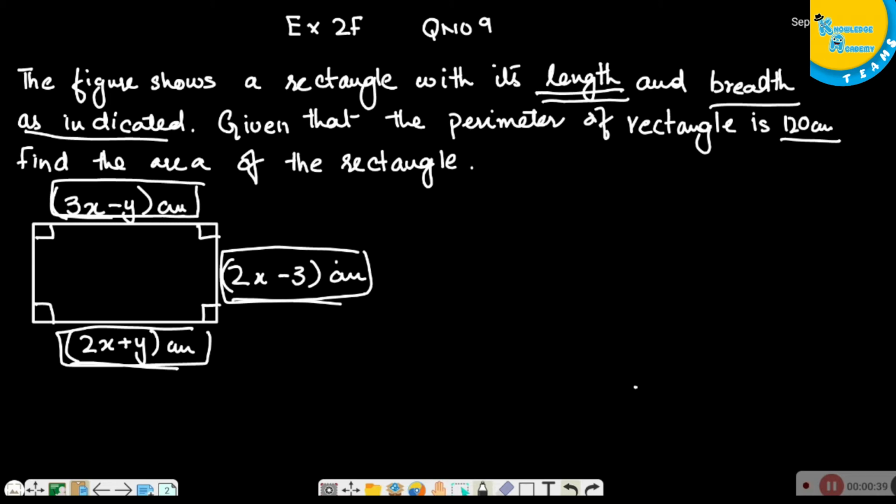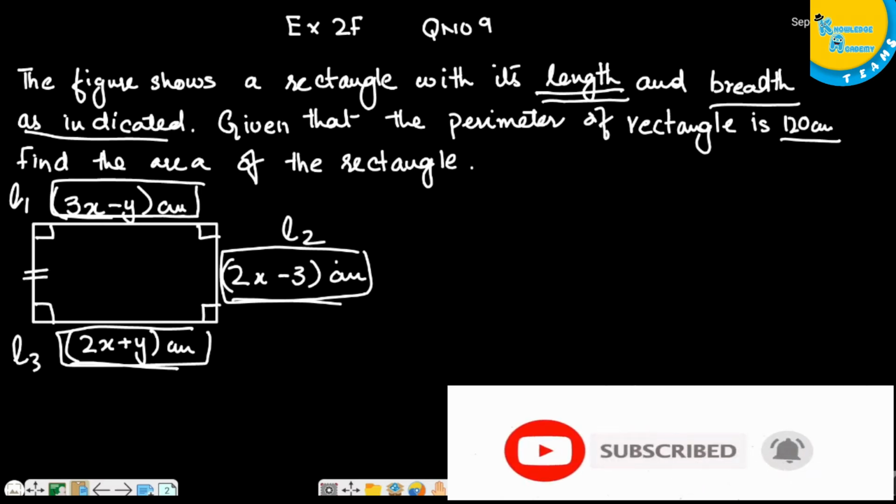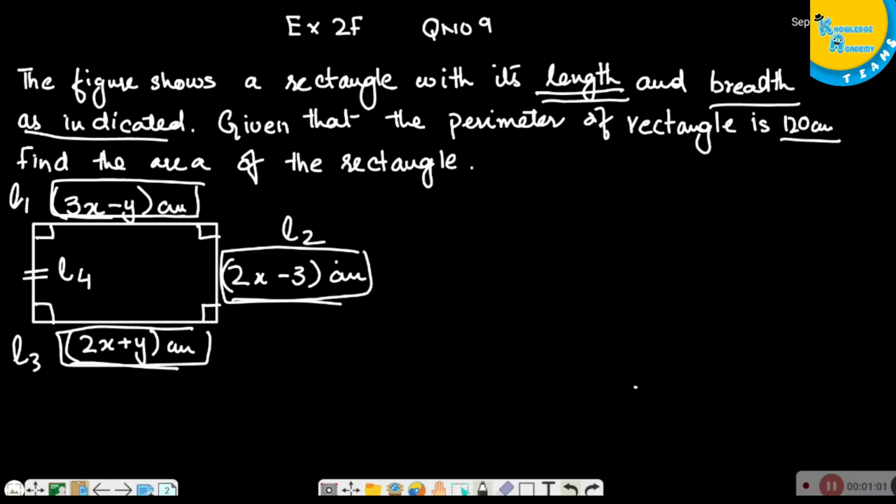Given that the perimeter of the rectangle is 120 centimeters, let's call this side L1, this one L2, and this one L3. And the one which is not given, let's call it L4. As we all know, the perimeter is the sum of all the sides of the rectangle. So according to the given condition, L1 plus L2 plus L3 plus L4 is equal to 120 centimeters.